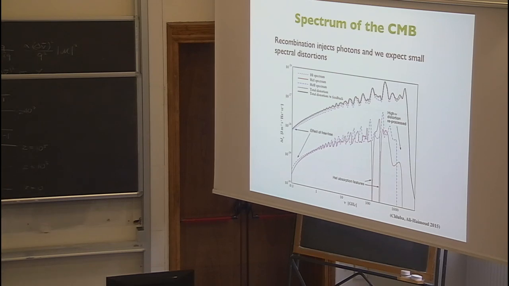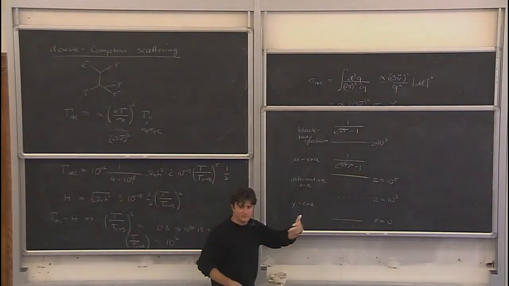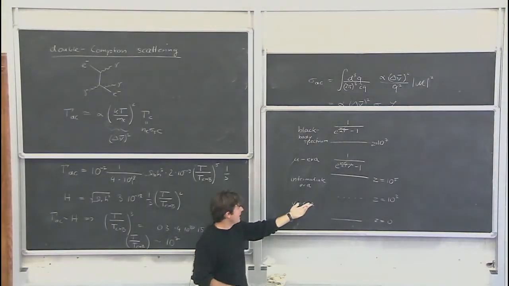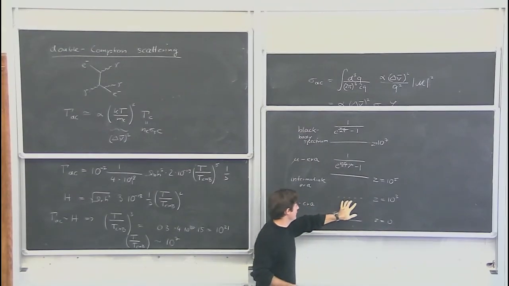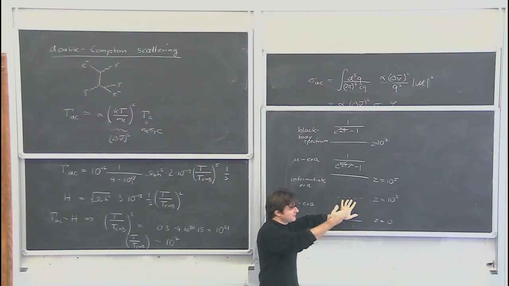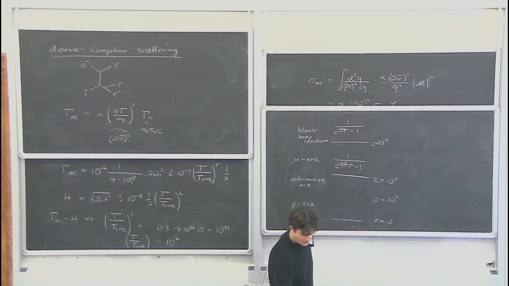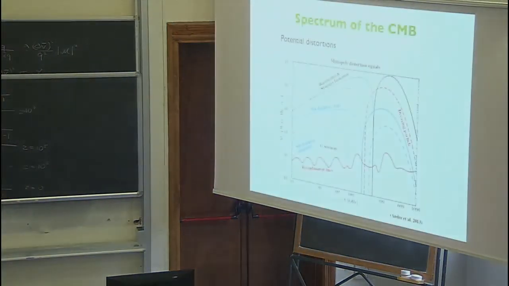from recombination. And the reason they're so small is not that the process is inefficient, so you're emitting one of these photons per atom you're forming. The problem is just that you have so many more photons than you have atoms. So the reason this is suppressed by a factor of 10 to the 9 or so is just that you only have one atom per 10 to the 9 photons. So that's the recombination lines.